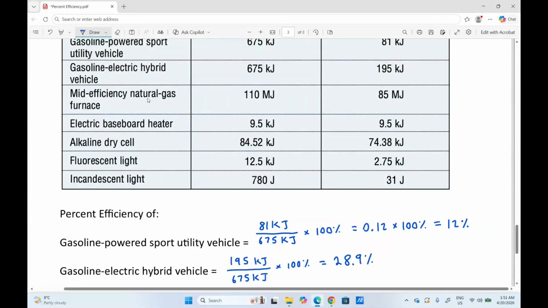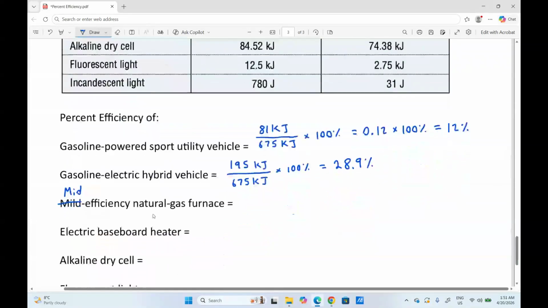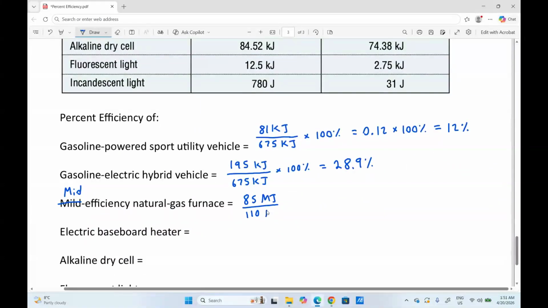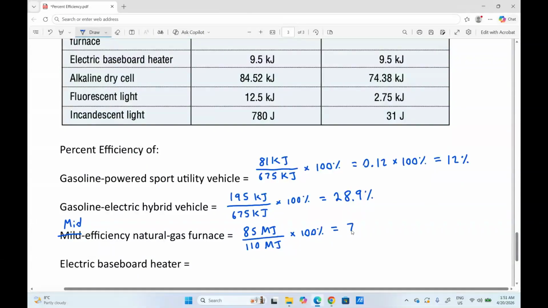Now the mid-efficiency natural gas furnace, I guess I spelled that wrong there. The mid-efficiency natural gas furnace is going to be 85 megajoules divided by 110 megajoules. And then I times that by 100%, and that's going to be equal to 77.3%.